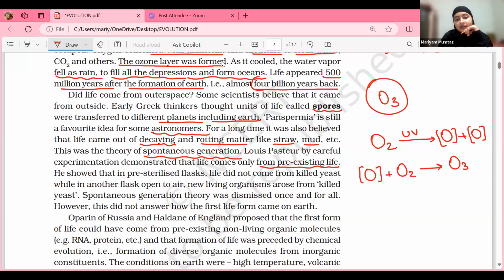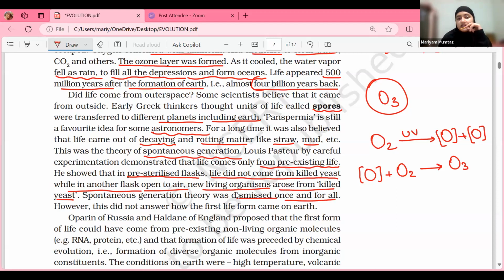He showed that in a pre-sterilized flask. He took a flask which was sterilized, free from contamination. Life did not come from killed yeast, while in another flask open to air, new living organisms arose from killed yeast. First was when no oxygen was supplied, second case was when oxygen and proper air was supplied. But this theory, the spontaneous generation theory, was dismissed once and for all.